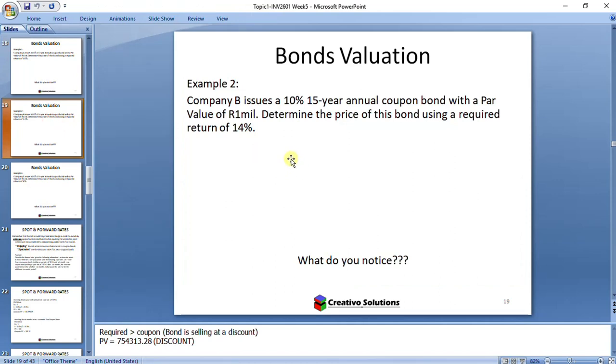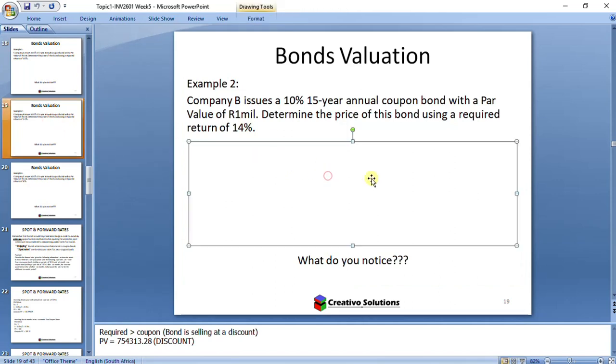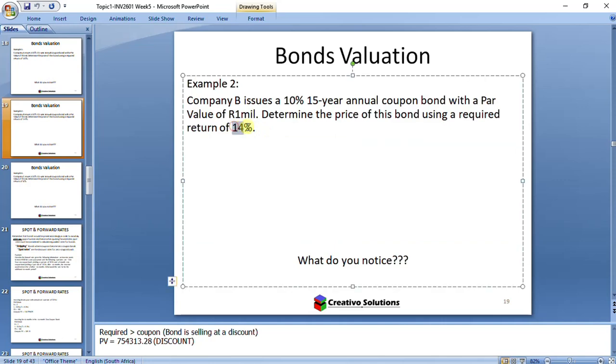On the next slide, example number 2, the same thing applies. We're looking at company B. You're issuing 10% 15-year annual coupon bonds with a par value of 1 million. You're going to be determining the price of this bond using the required rate of return, which is 14%.